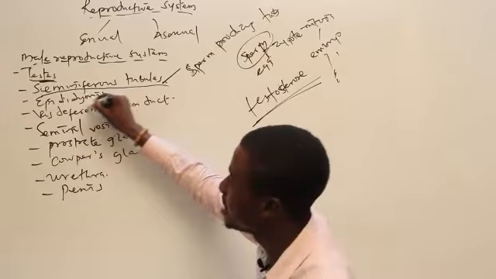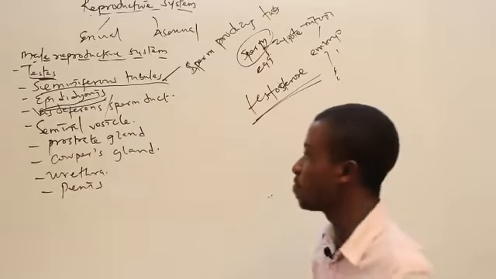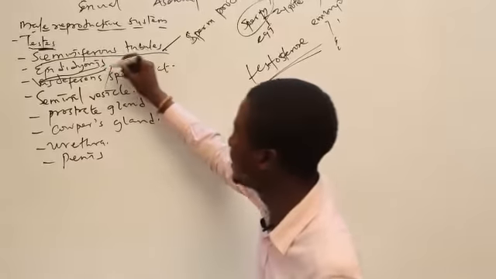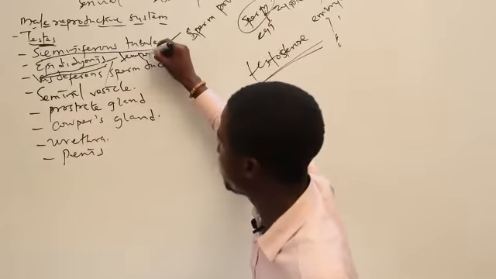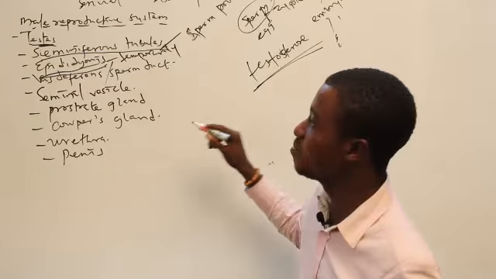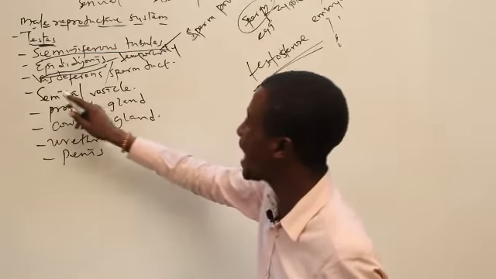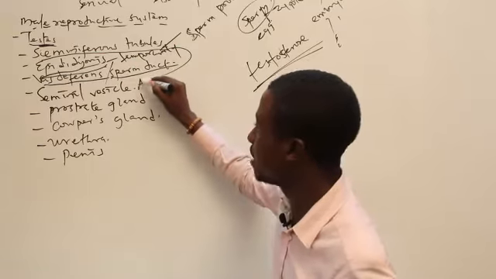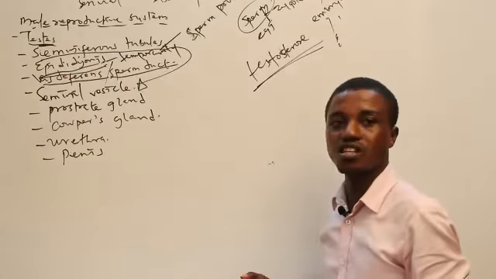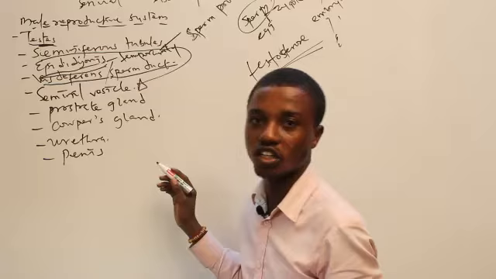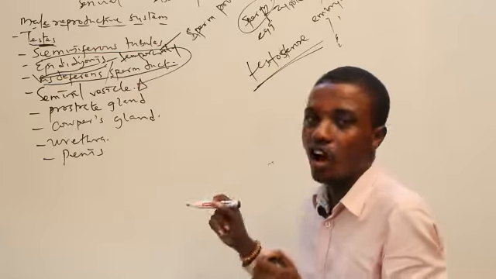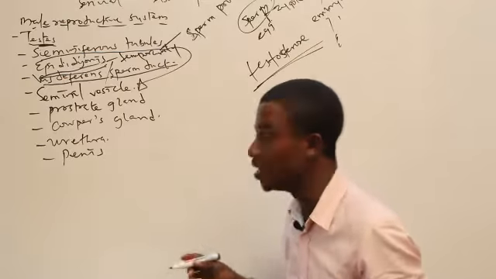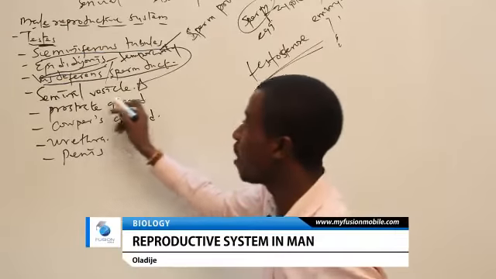It is stored in the epididymis. The epididymis stores sperm temporarily, not permanently. The sperm is moved from the epididymis via the vas deferens or the sperm duct. Then it gets to the seminal vesicle where it is now stored until it is needed, until it is action time, until it is time to play.